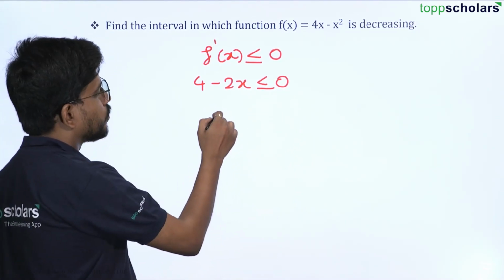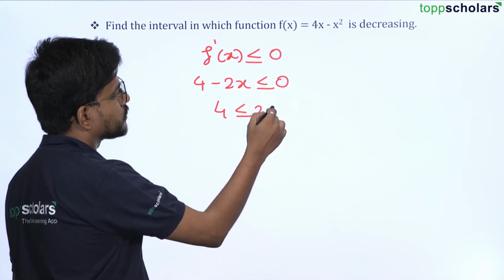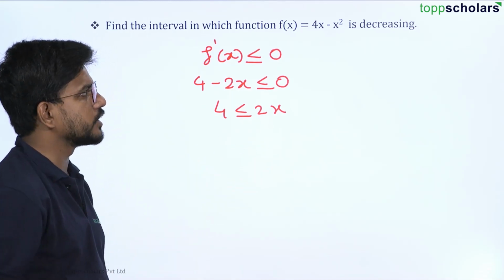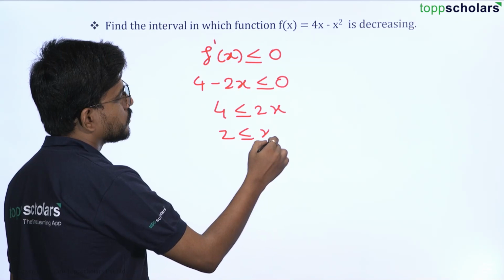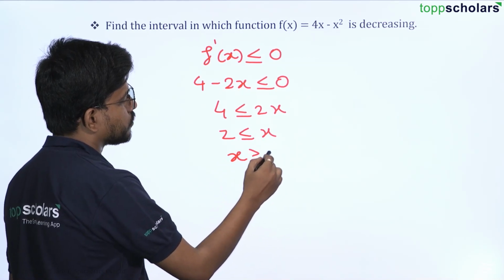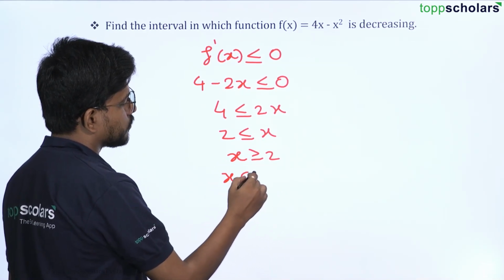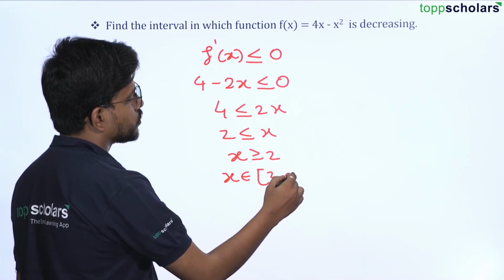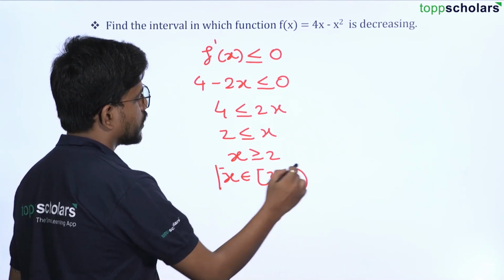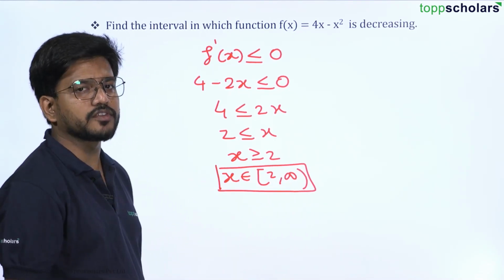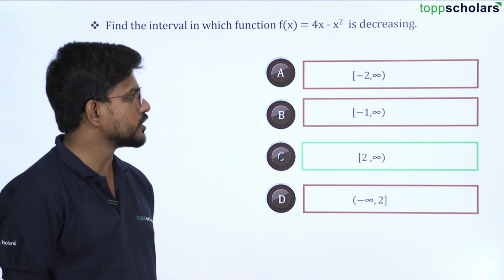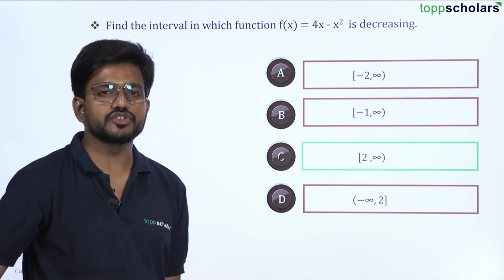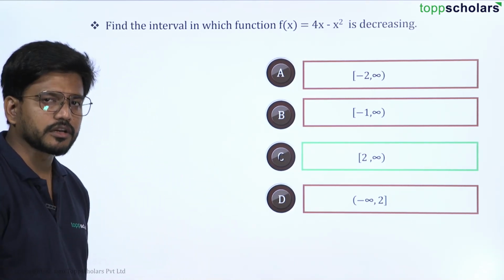Simple. So 4 is less than or equal to 2x. So dividing both sides by 2, I will get 2 is less than or equal to x. So x is greater than or equal to 2. So my answer to the question would be x belongs to 2 to infinity. So the correct answer to this question has to be 2 to infinity. Let us check the options. So option number C, which is 2 to infinity, is definitely correct. Okay, then moving ahead to the next question.